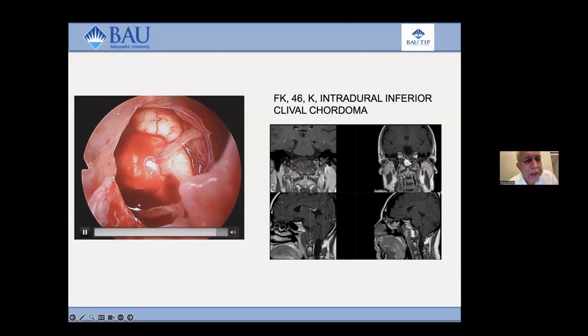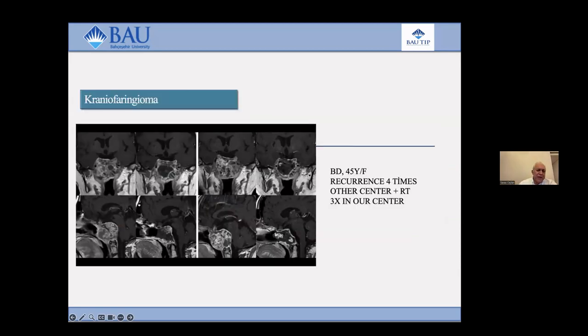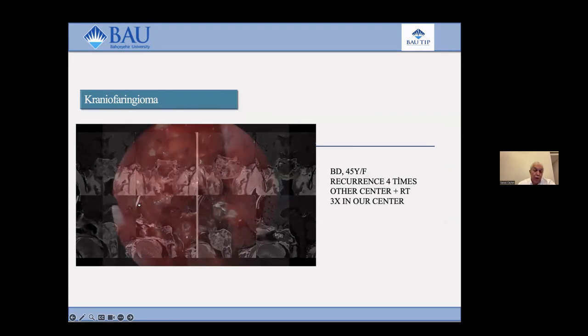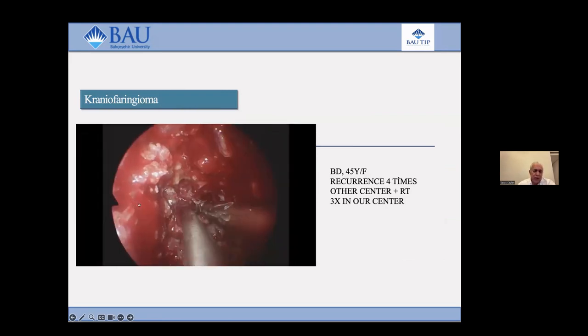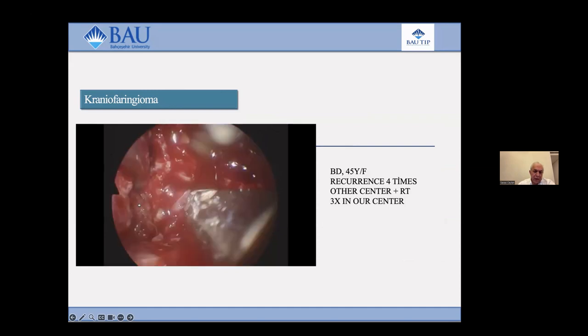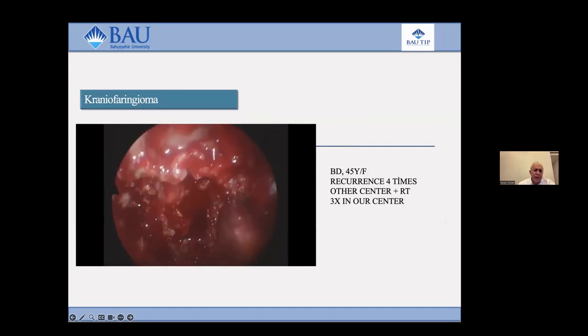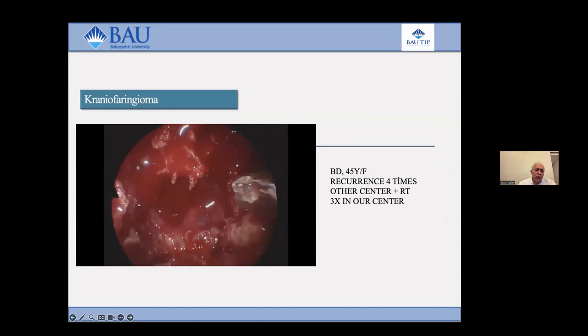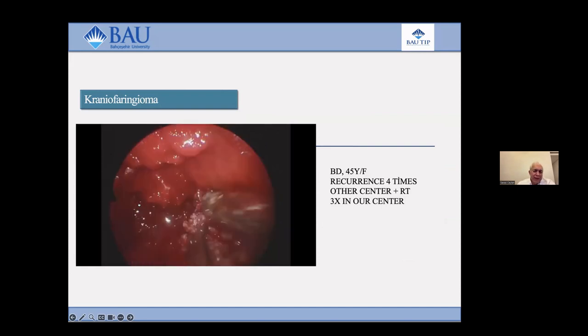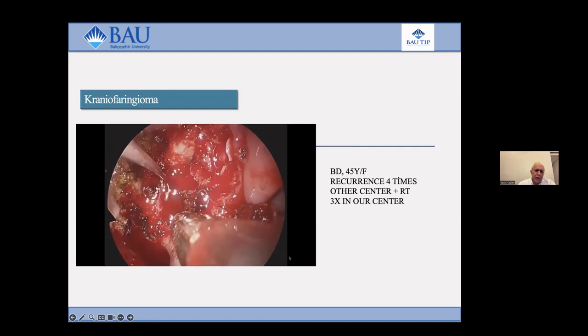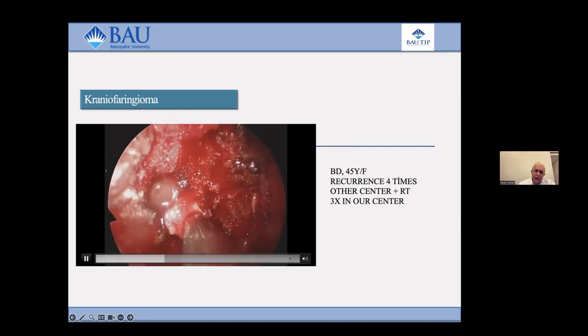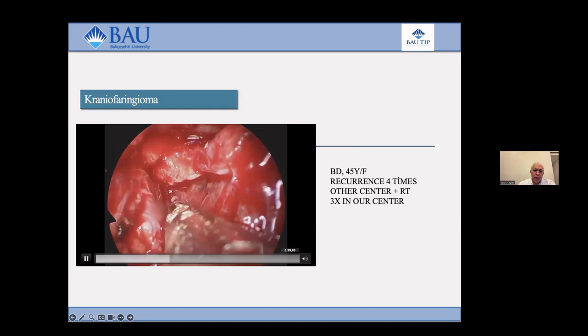The other pathologies: craniopharyngiomas. This case was operated on 4 times previously. We operated the last time, and this tumor was removed totally. This tumor extends to the craniocervical junction and odontoid tip. This tumor was resected totally.